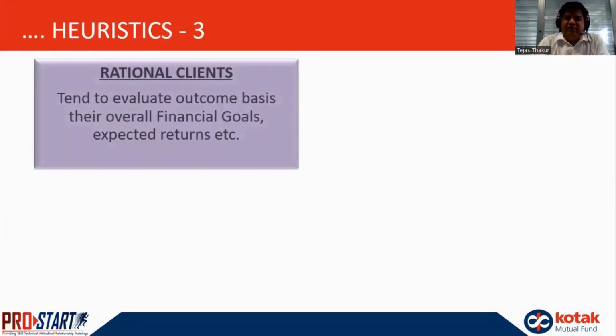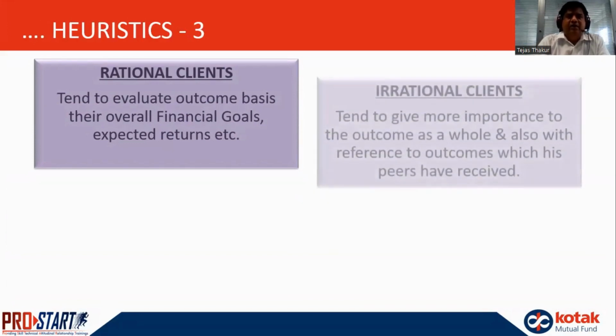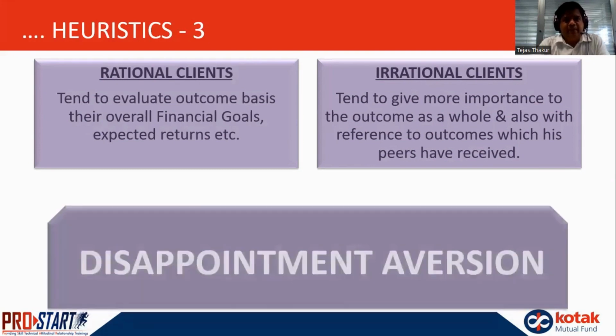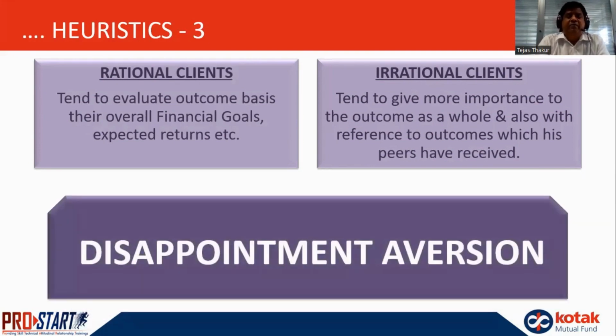Rational clients, we know what rational clients are now, tend to evaluate the outcome basis their overall financial goals, expected returns, etc. Irrational clients tend to give more importance to the outcome as a whole, and also with reference to outcomes which their peers have received. This is known as disappointment aversion. Now, is this the same as regret aversion? Sorry, loss aversion. We did regret aversion in the earlier session, but loss aversion and disappointment aversion, are they the same? Think about this.